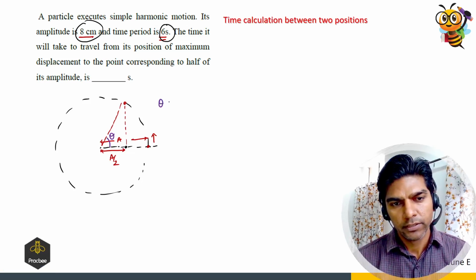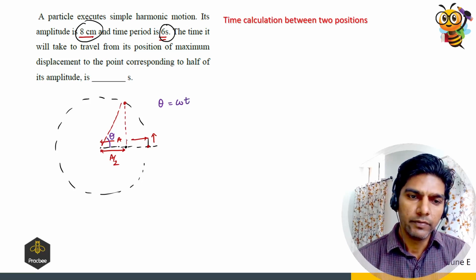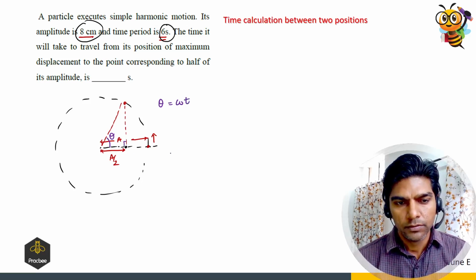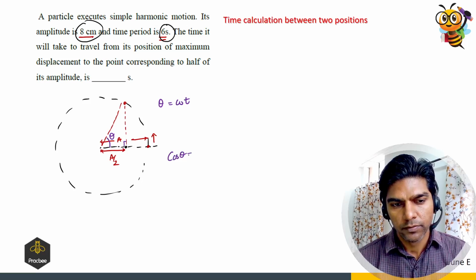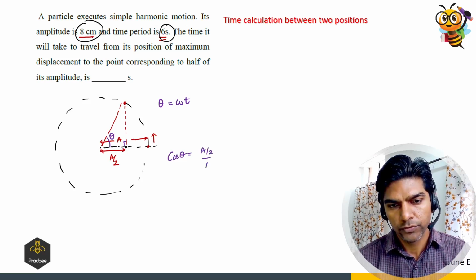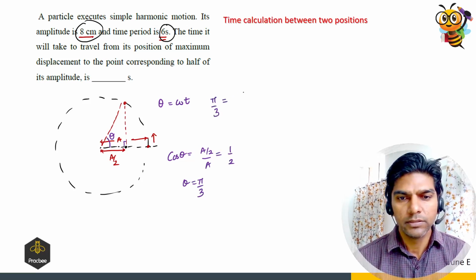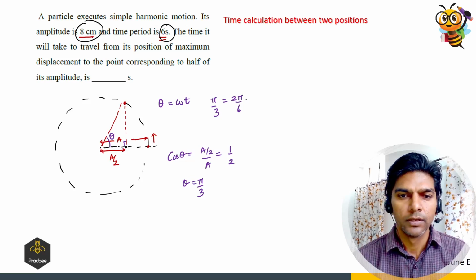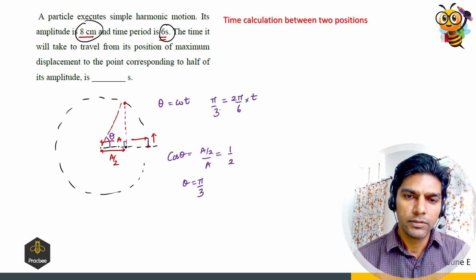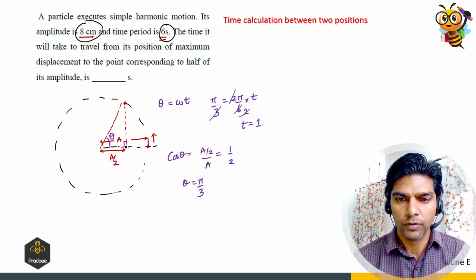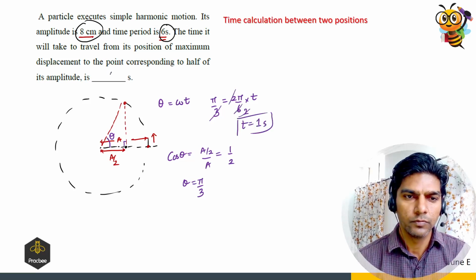So we can say theta will be omega times the duration. Now this theta we can find by trigonometry. So cos theta will be base upon hypotenuse, which is a, so it will be 1 by 2. So theta will be pi by 3. So pi by 3 equals omega times t, where omega is 2 pi by 6, so t comes out to be 1 second, right? So 1 second is the answer.